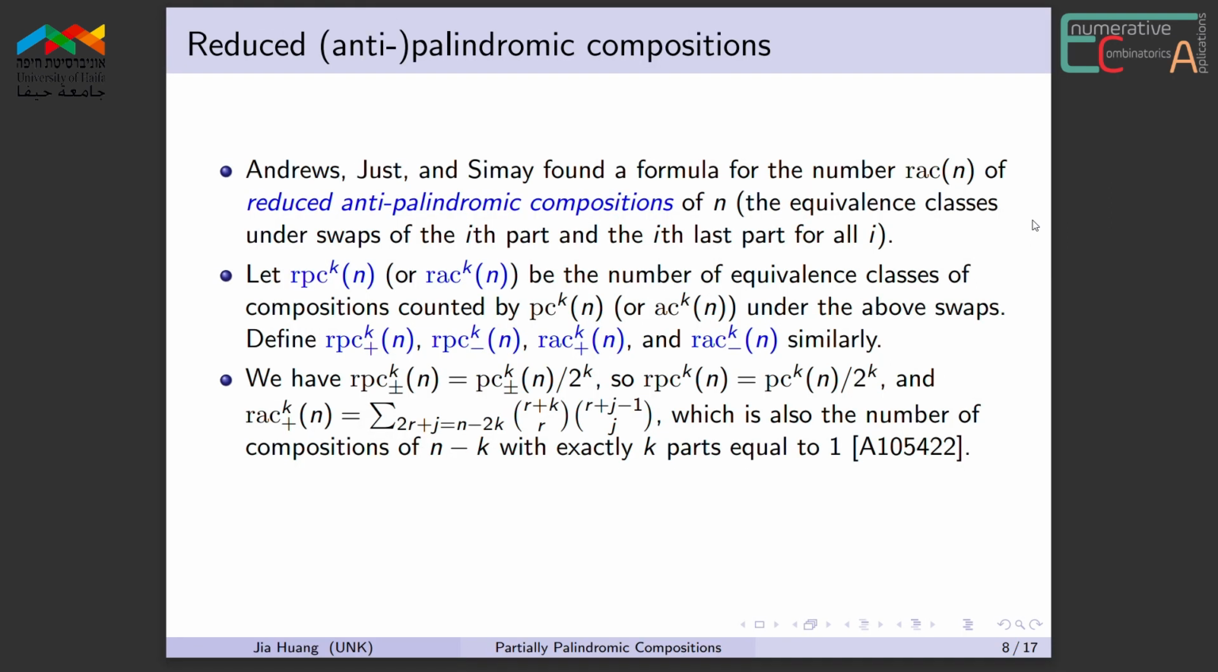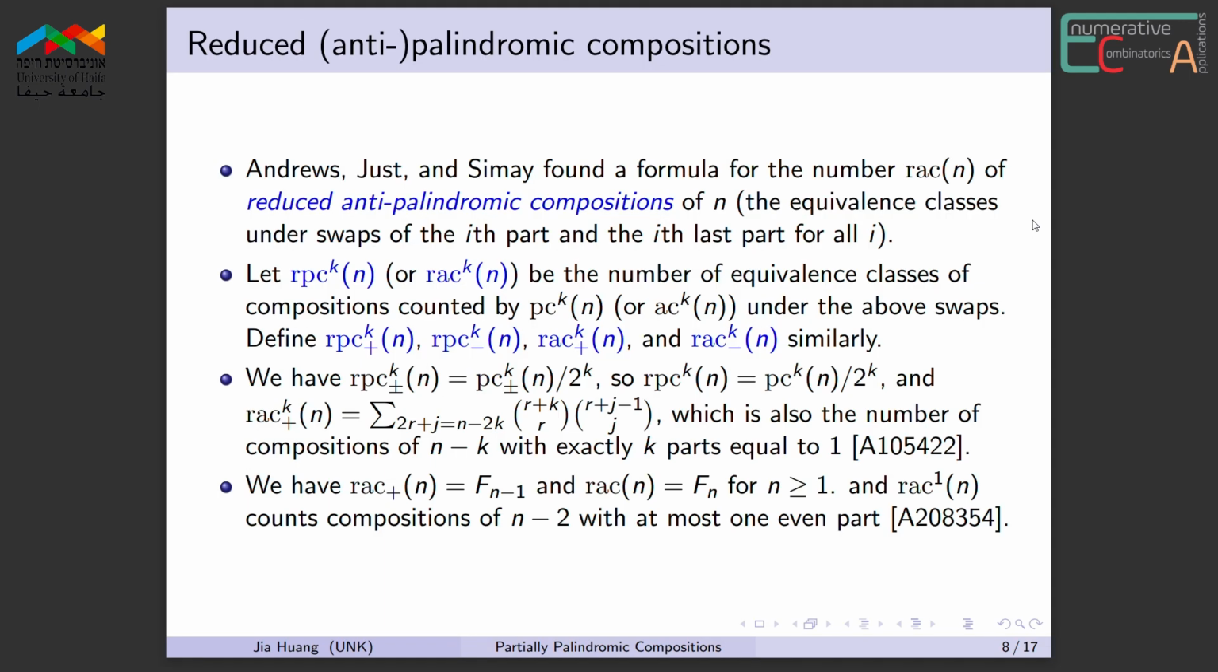And for rpc, you just take pc and you divide it by 2 to the k. So that's not so interesting. But for rac, we have some interesting formula, and that's already in OEIS with a different interpretation in terms of compositions of n minus k with exactly k parts equal to 1.